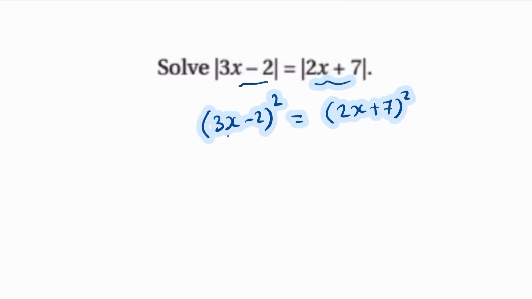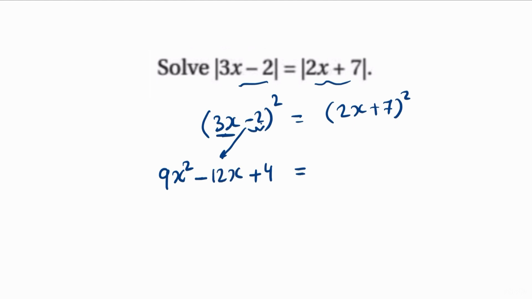So we need to expand this. The first term, 3x times 3x, equals 9x squared. The second term, negative 2 times negative 2, equals positive 4, and bring down the sign of the middle. First times second times 2: 2 times 3 is 6, times 2 is 12x.